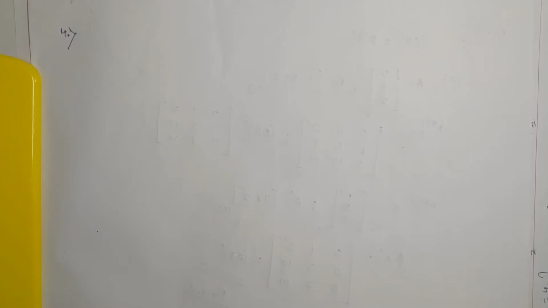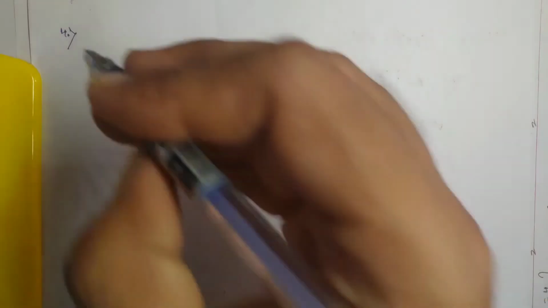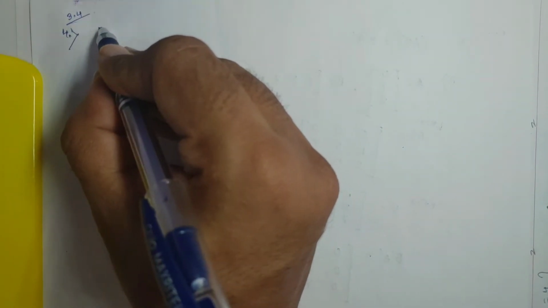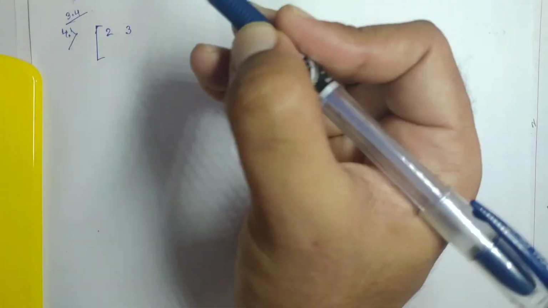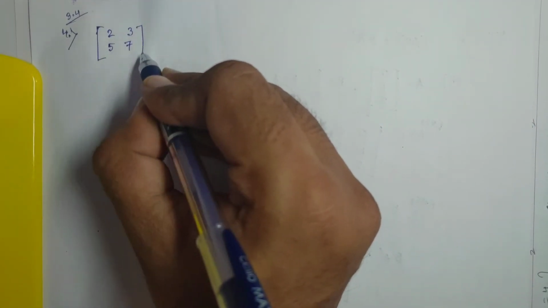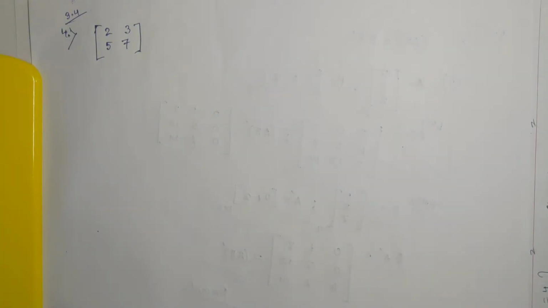So today I'm going to find the inverse of a matrix. I'm doing exercise 3.4, question number 4. It says we have to find the inverse of [2, 3; 5, 7]. So we have to find the inverse of this matrix, right?